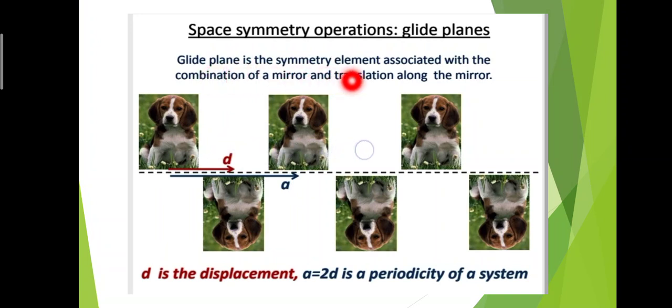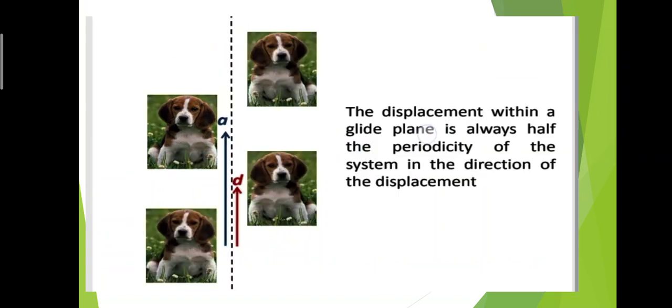A glide plane is the symmetry element associated with the combination of a mirror and translation along the mirror. Translation, reflection. D is the displacement. A equals 2D is the periodicity of the system. The displacement within a glide plane is always half the periodicity of the system in the direction of the displacement.